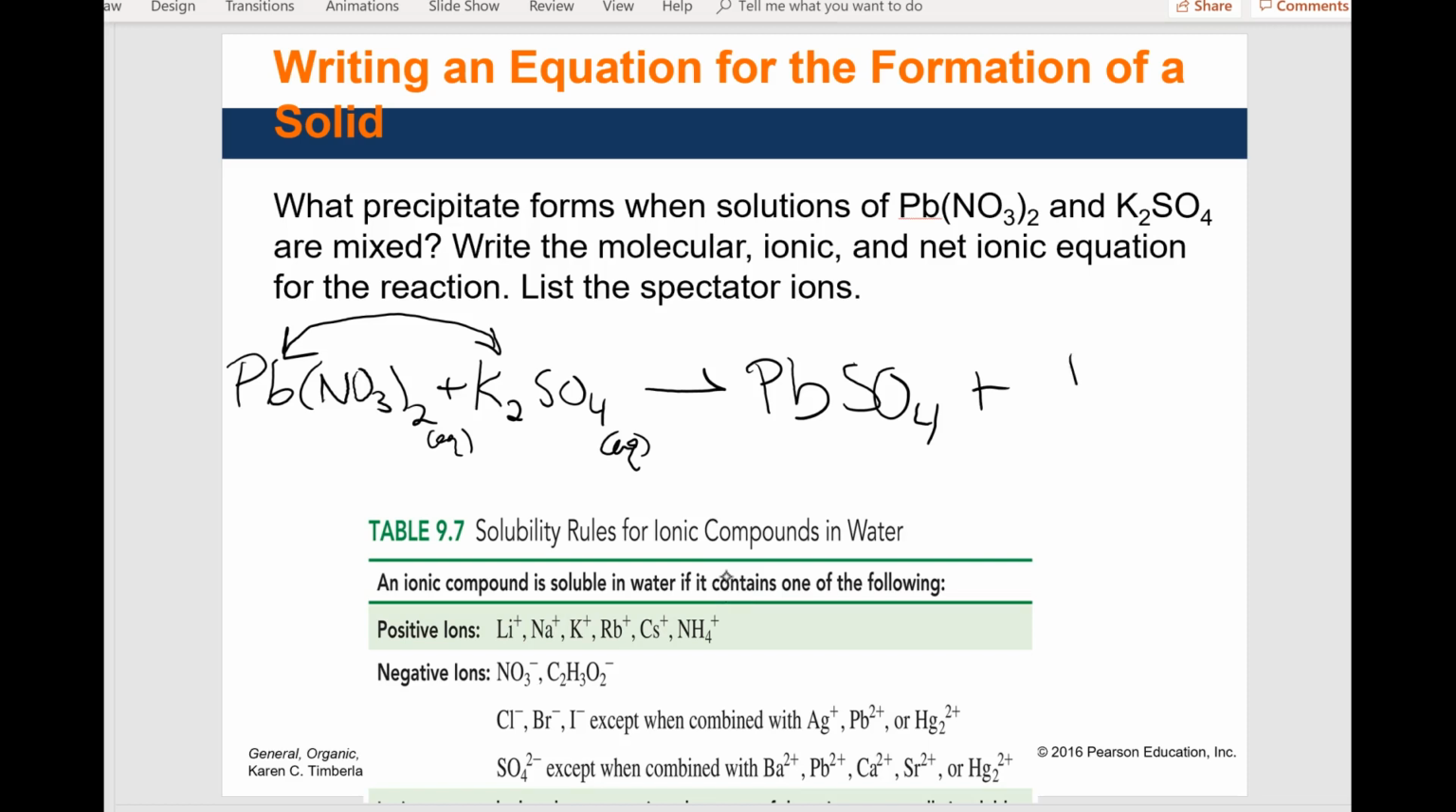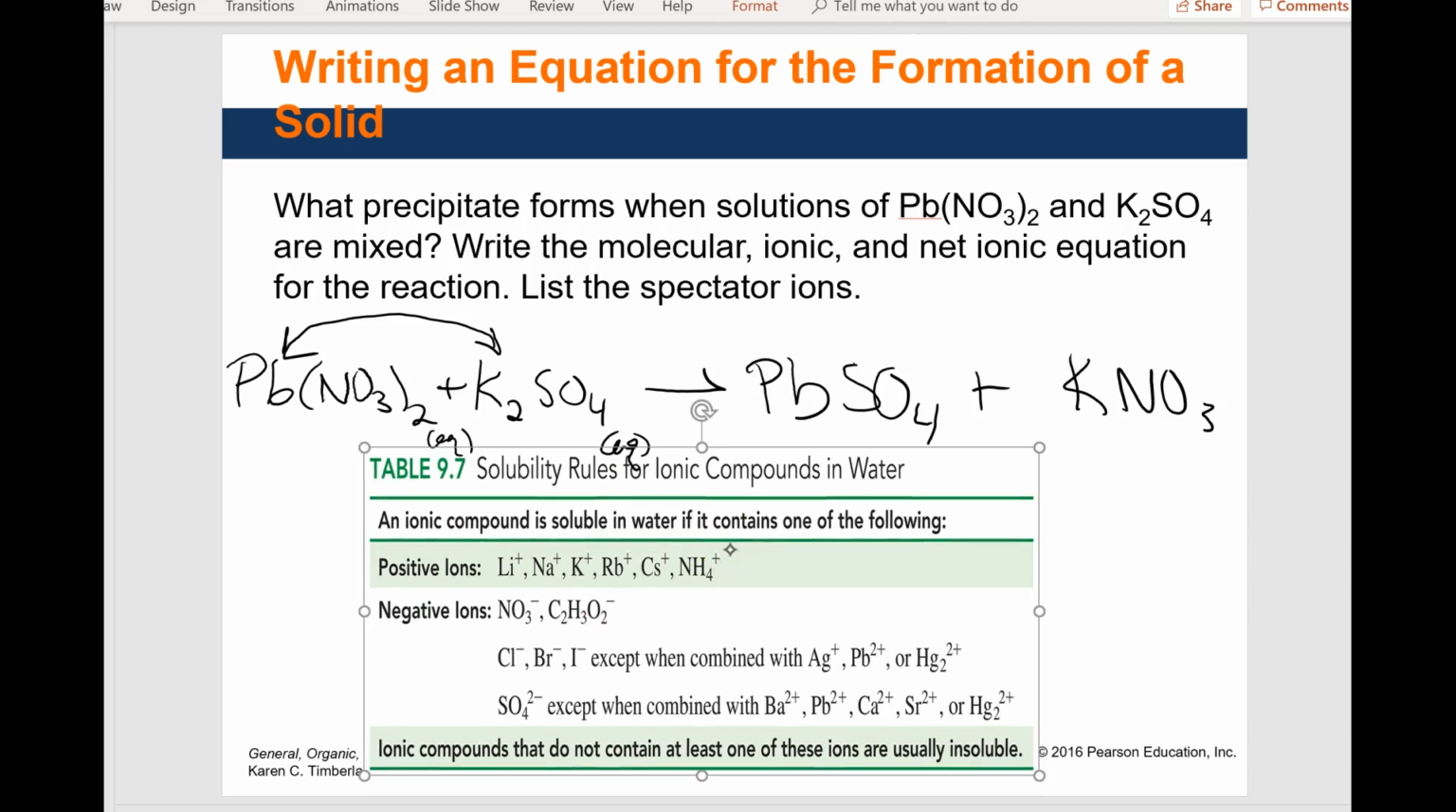Potassium's going to come over here and hang out with nitrate. +1, -1. Oh, those are already charge balanced as well. Then we look at our solubility rules, and we find, oh, hey, we got sulfate, but it's bound with one of the exceptions, which means that's our solid. It is not soluble. Then we have potassium, which is always soluble, as well as nitrate. So that's going to be aqueous as well.